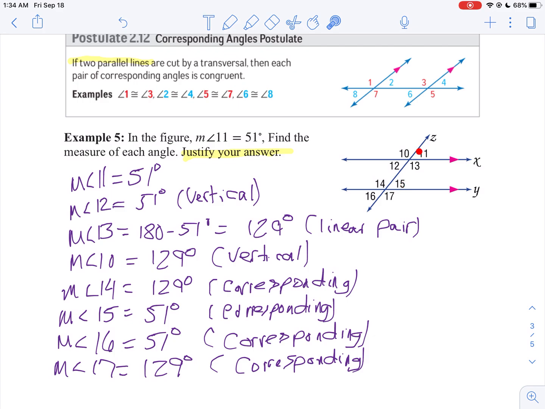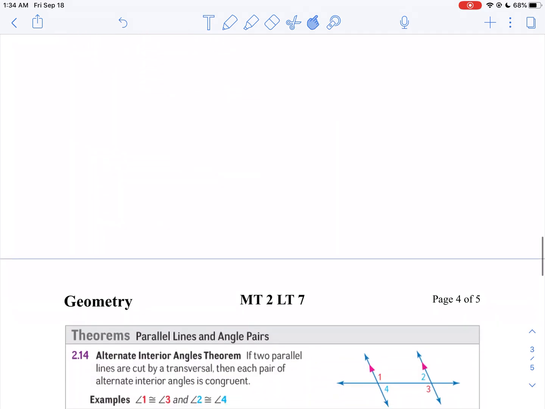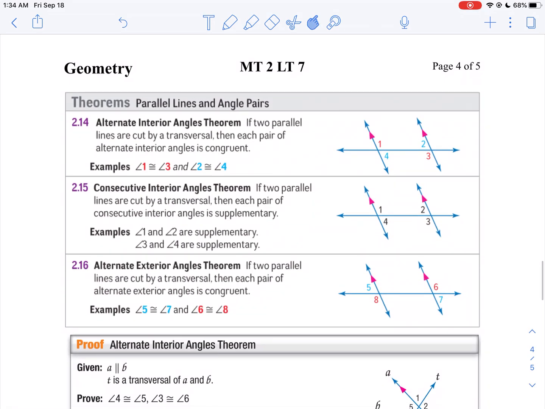Notice vertical angles and linear pair have nothing to do with lines being parallel. They're always going to be congruent and supplementary. Vertical angles are always congruent. Linear pair are always supplementary. Has nothing to do with parallel lines, but the other ones are true. And here is what I just said. These are all three theorems, which means we can prove them.